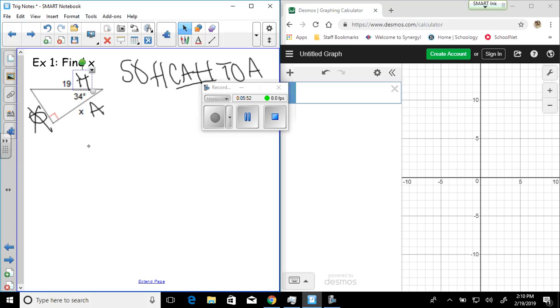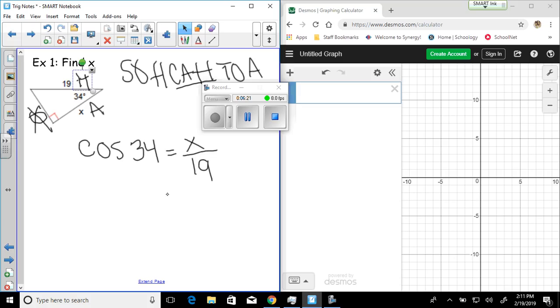So now we write everything down. We want to do cosine of the angle. So the angle is 34 degrees. So we're going to say cosine of 34 degrees is equal to, now we know it's adjacent over hypotenuse. So the adjacent is the x. So what's on the adjacent side? x, over the hypotenuse, which is 19.